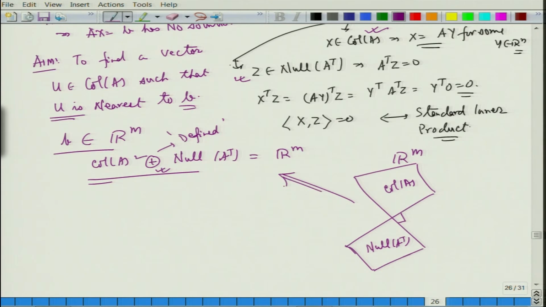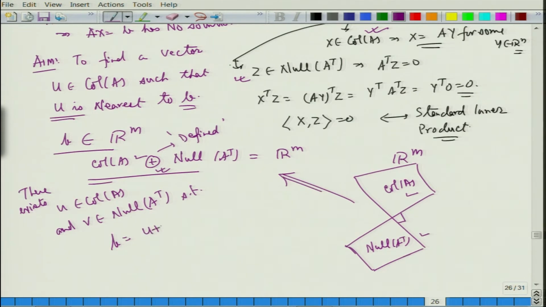So what we are saying is that any vector B can be written as a sum of this and this. So we can say that there exist u belonging to the column space of A, and v belonging to the null space of A transpose, such that B is equal to u plus v. Is that okay? Now I want to understand this using everything, fine. So this is what is important for me.